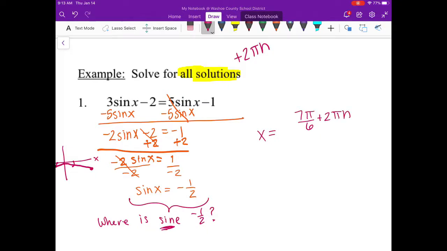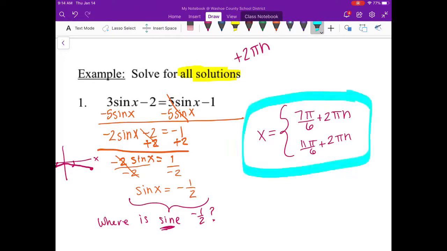But then it happens somewhere else too. So I'm going to add this bracket showing that I'm including 2 answers. And the second place it happens is at 11 pi over 6. And then don't forget, plus 2 pi n shows that every single time I come around and go to that point, it'll be true. Okay? So working backwards, just think about where in the unit circle sine equals negative 1/2. And if there's more than one place, then you would include both of those answers.